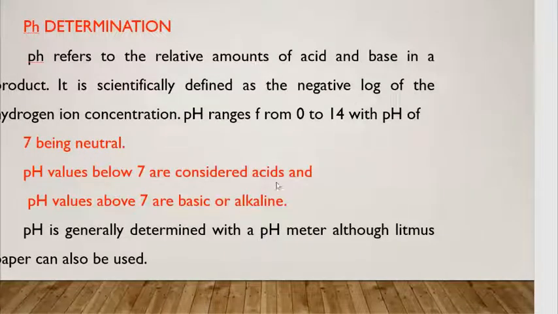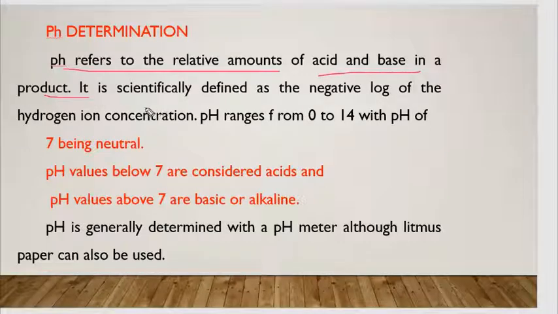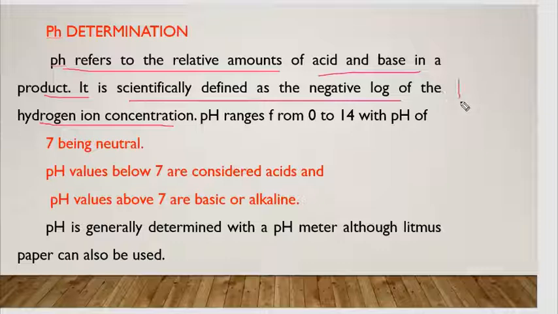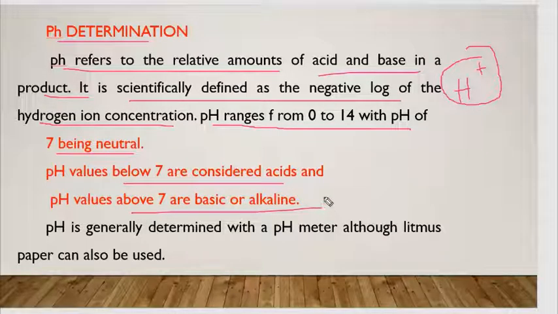Now let us go into the first part, which is pH determination. pH refers to the relative amount of acid and base in a product. It is scientifically defined as the negative log of hydrogen ion concentration, basically the H plus ion. This is the main component tested in pH determination. Almost everyone knows that pH ranges from 0 to 14, with 7 being neutral. Below 7 it is acid and above 7 it is alkaline.